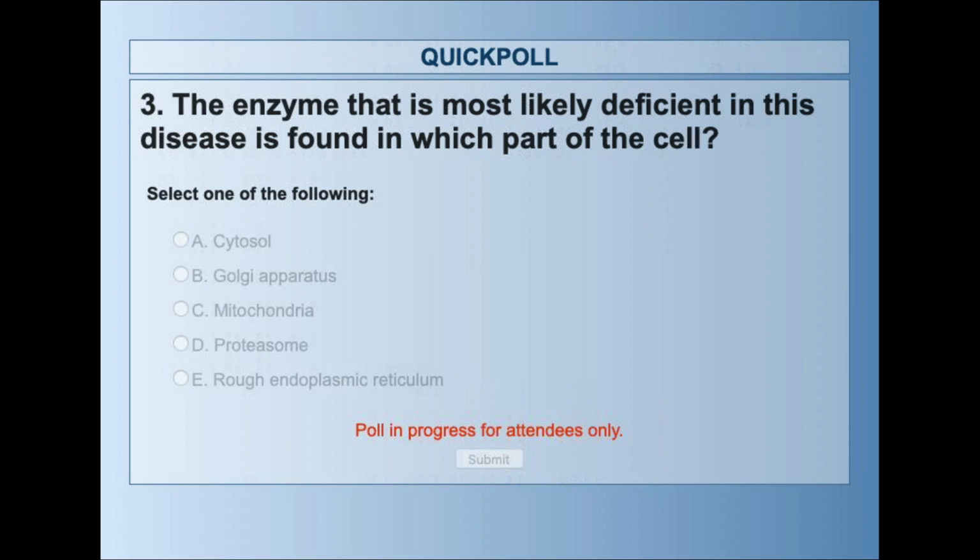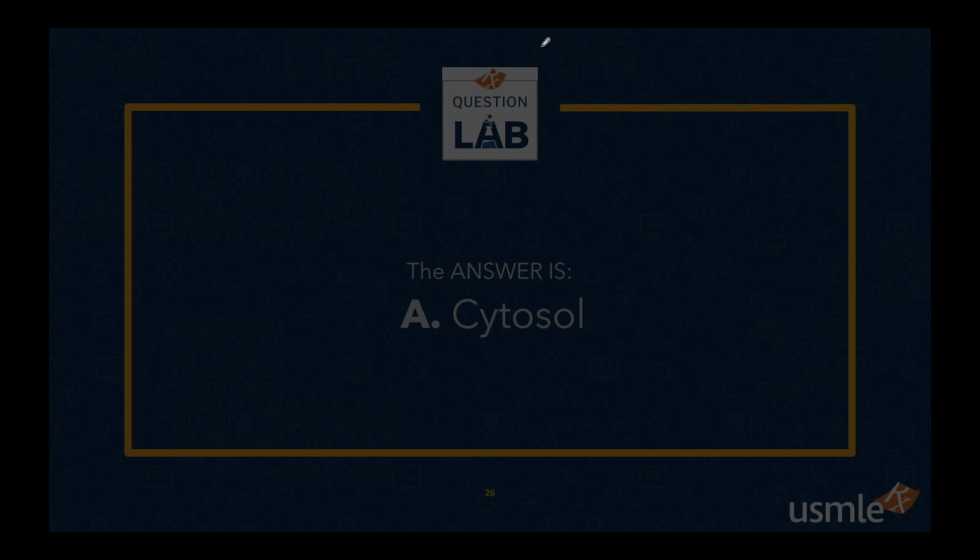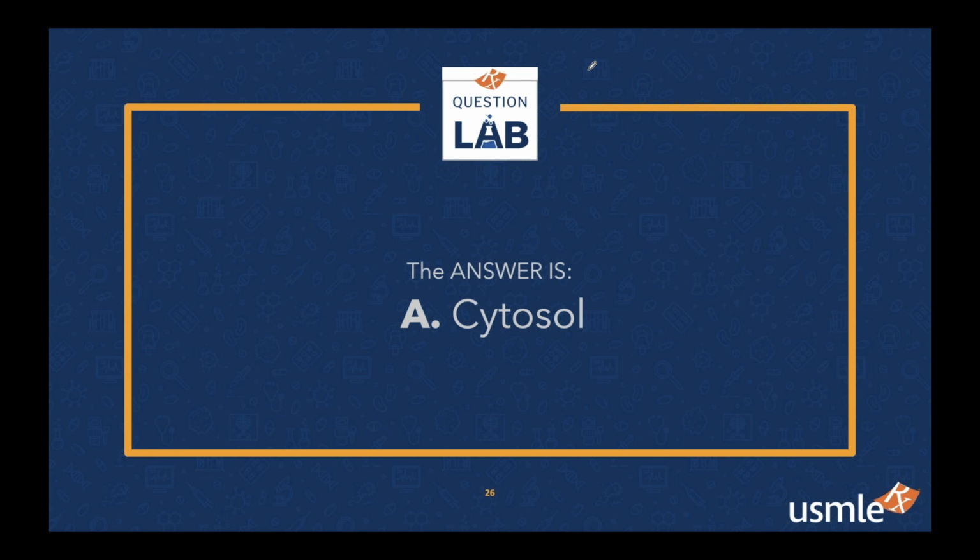I see the responses are coming in. We'll give all of you a few more seconds here. All right. Let's take a look and see what you selected. In first place with 49% was mitochondria, and in second place with 28% was cytosol. So let's see what the correct answer is. And the correct answer is A, cytosol, and 28% of you got it right.